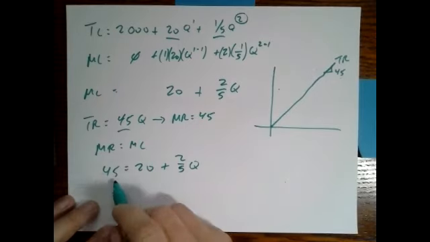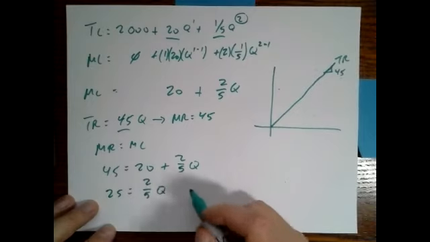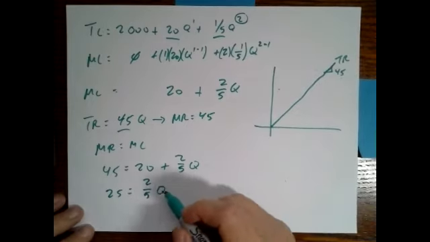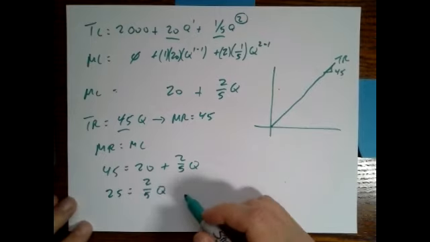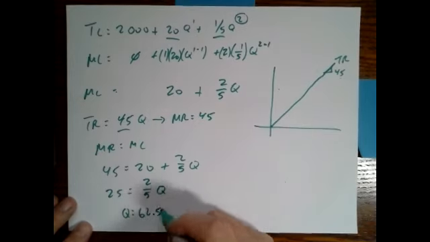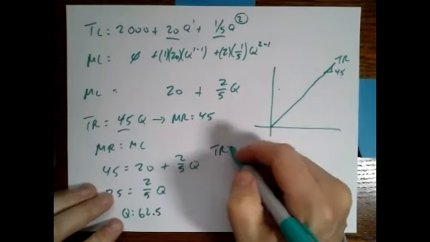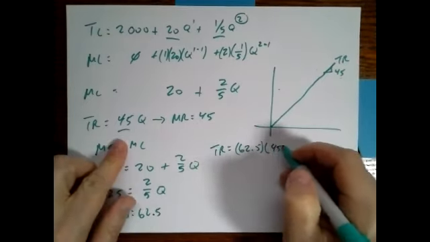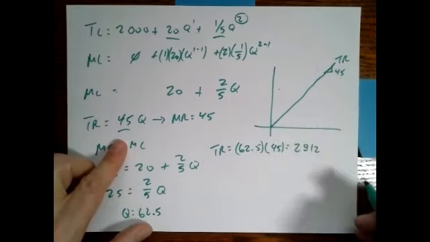In this case, we're going to subtract 20 from both sides. We get 25 equals 2/5 Q. We need to multiply both sides by 5/2 to get rid of the 2/5. And when we do that, we find that Q equals 62.5. Okay, so the profit maximizing quantity is 62.5. So now we say, okay, total revenue then would be 62.5 times $45 per unit. That's going to give us a total revenue of $2,812.